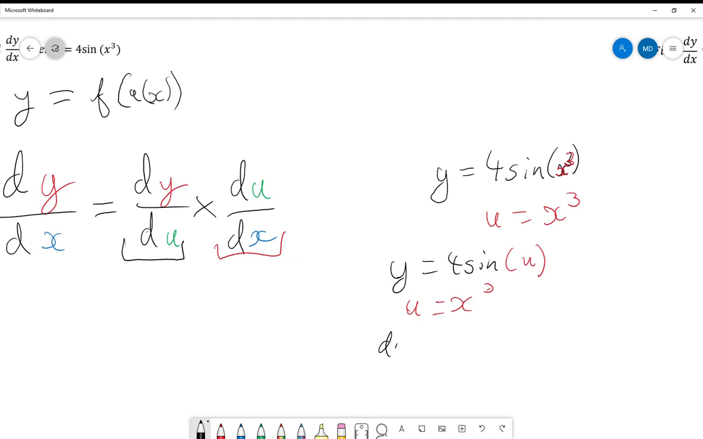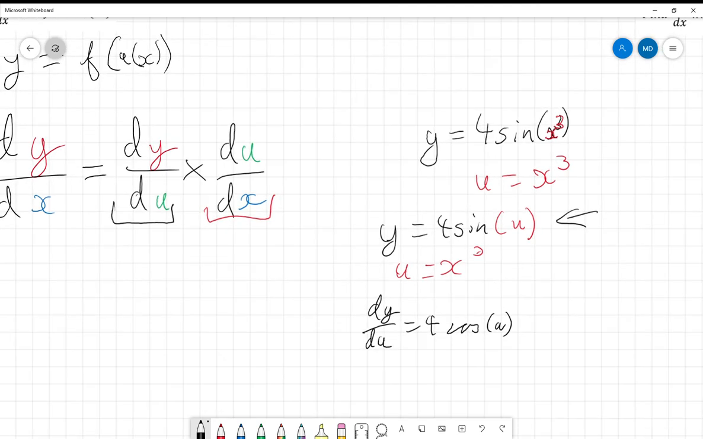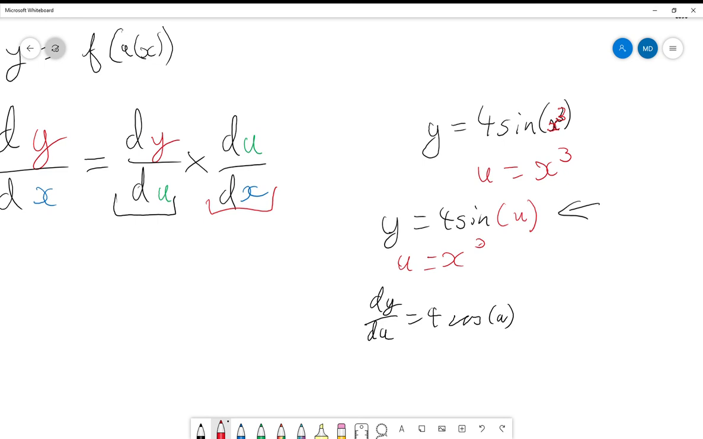So dy by du is equal to the derivative of this one here. So that's equal to 4, derivative of sine is cosine, cosine of u. And there's no problem now because our u is just a single variable. And our du by dx, well, that's a very similar situation. It's x cubed, so it's just going to be 3x squared. And now what does our rule say? Our rule says that dy by dx is just equal to these two multiplied: dy by du multiplied by du by dx.